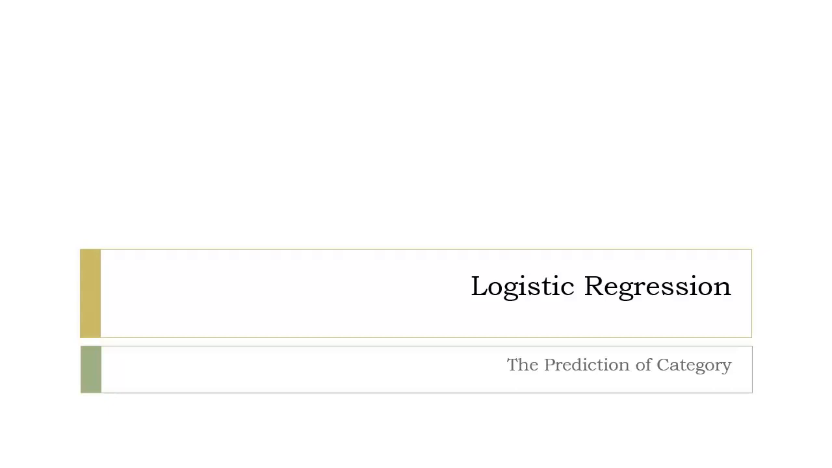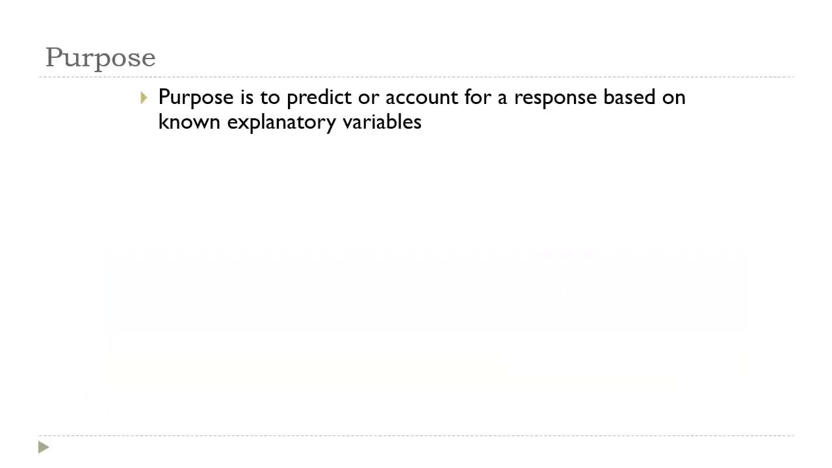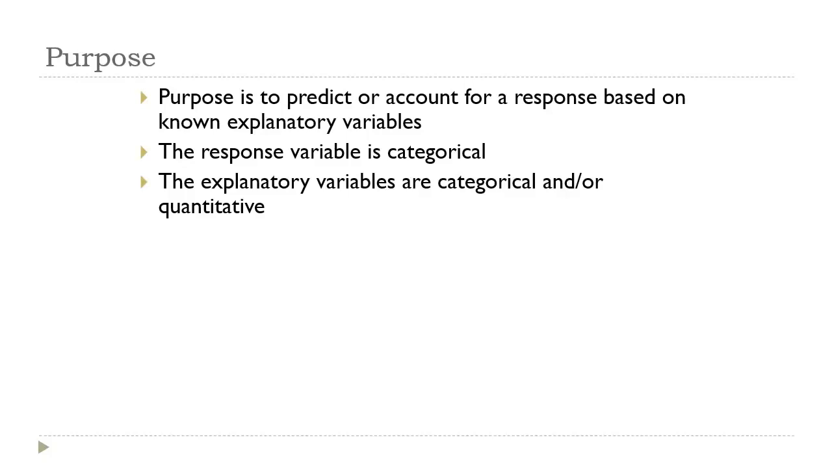I've subtitled this the prediction of category. Why? Well, when we have a response variable that we predict, and that response variable happens to be a categorical response variable, what we're predicting is not an amount, but a category. So this is the prediction of category. The purpose of logistic regression is to predict or account for a response based upon known explanatory variables. The response variable is categorical, and the explanatory variables can be categorical and/or quantitative.